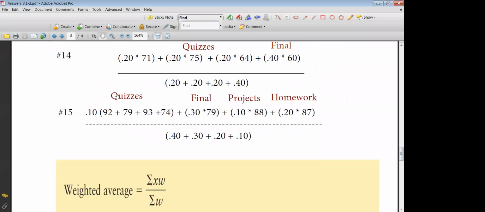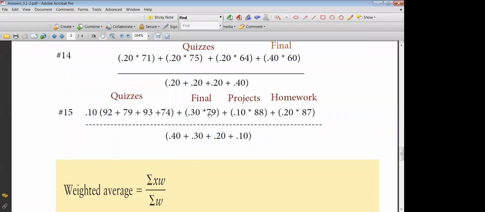So what I did here, I'm just making use of the distributive property. I would have to enclose these quiz grades in a parenthesis. I'm telling the calculator to take 0.10 and multiply it times everything that's in parentheses. If you recall from algebra, this is called the distributive property.